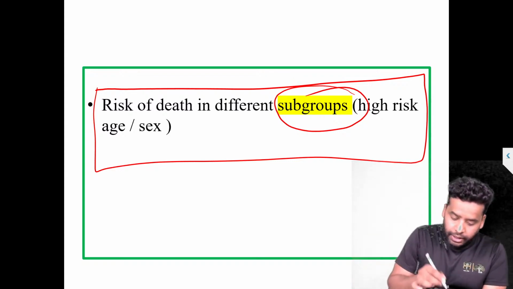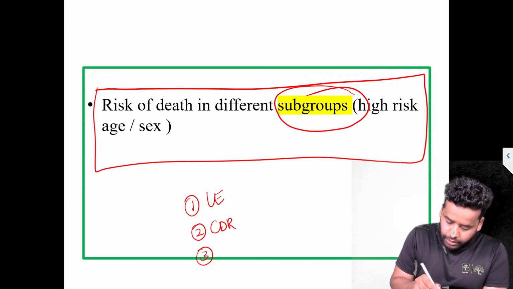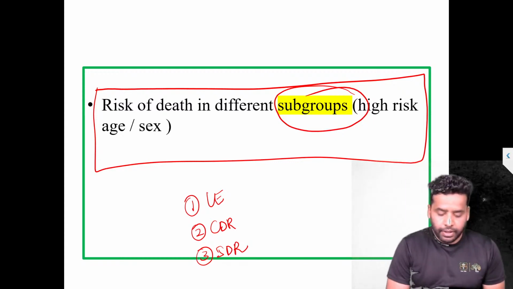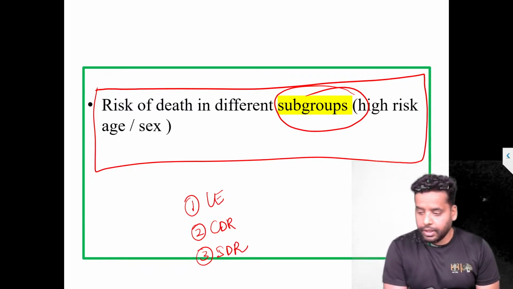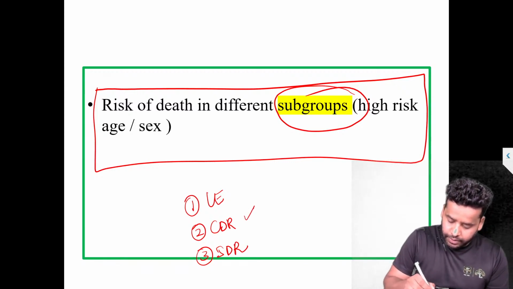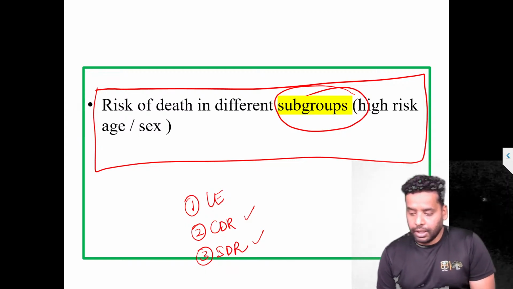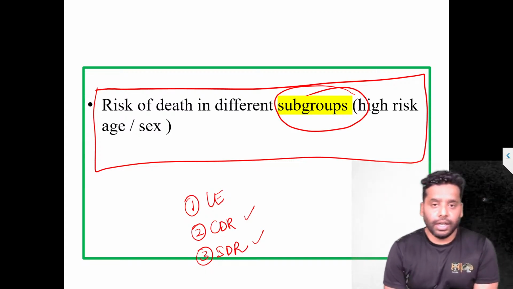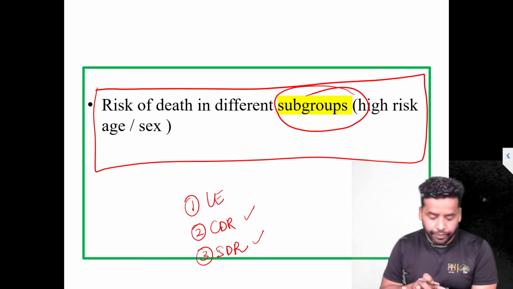So we have finished 3 mortality indicators. Tell me all the mortality indicators together. Number 1, life expectancy. Number 2, crude death rate. Number 3, specific death rate. Total 3 mortality indicators we have finished. So the fourth one is proportional mortality rate. Very, very important.